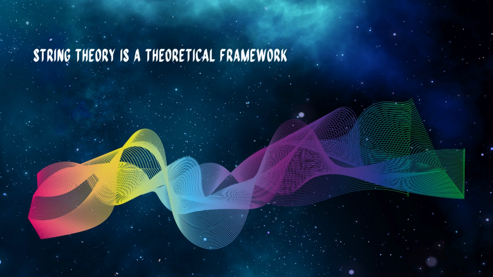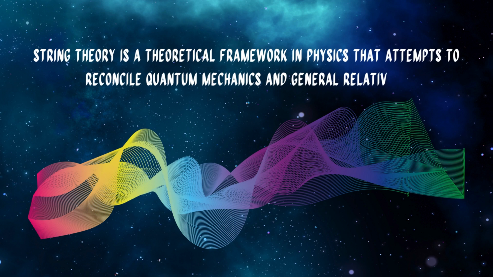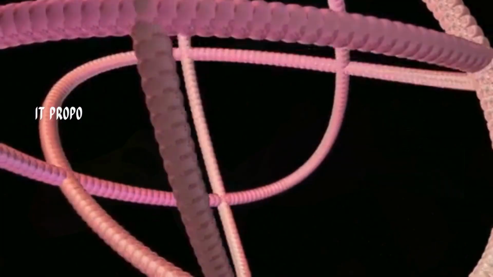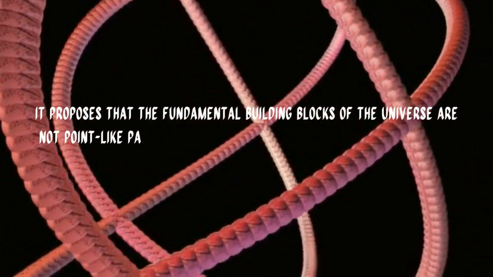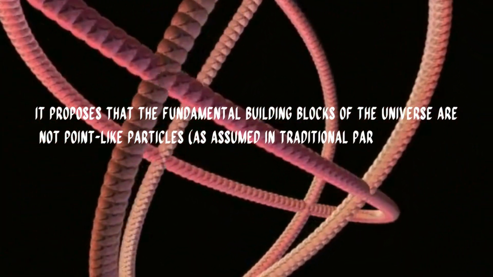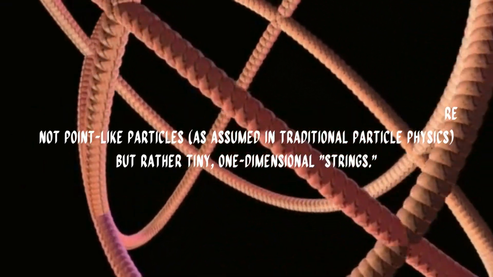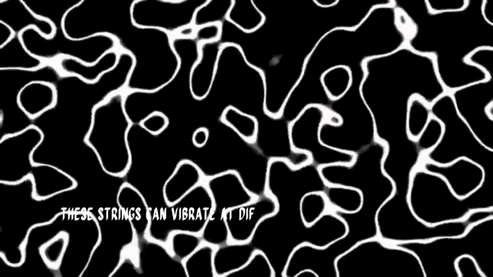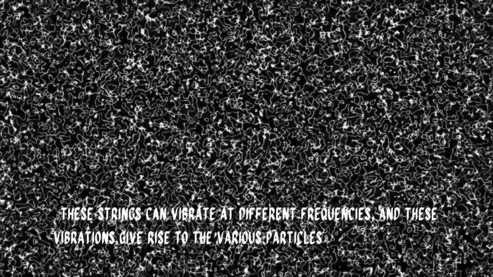String theory is a theoretical framework in physics that attempts to reconcile quantum mechanics and general relativity. It proposes that the fundamental building blocks of the universe are not point-like particles, as assumed in traditional particle physics, but rather tiny, one-dimensional strings. These strings can vibrate at different frequencies, and these vibrations give rise to the various particles observed in nature.